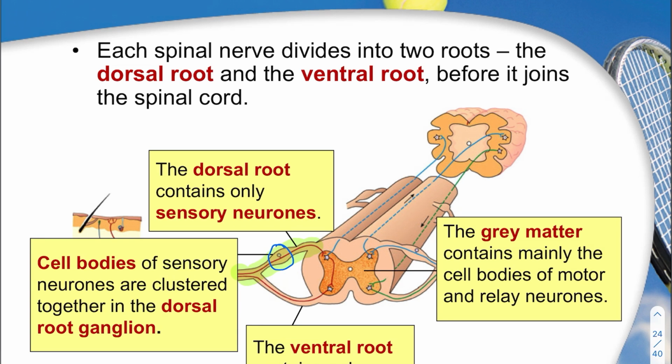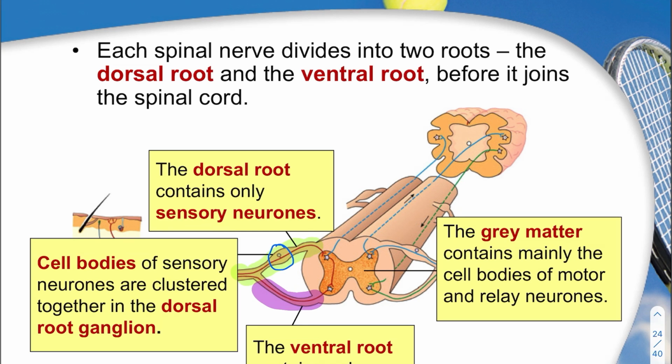On the other hand, the gray matter contains mainly the cell bodies of motor and relay neurons. So this is where most of the cell bodies are housed. The ventral root, which is the one located at the bottom, contains only the motor neurons. Again, you can see that the sensory neuron is housed differently from the motor neuron.